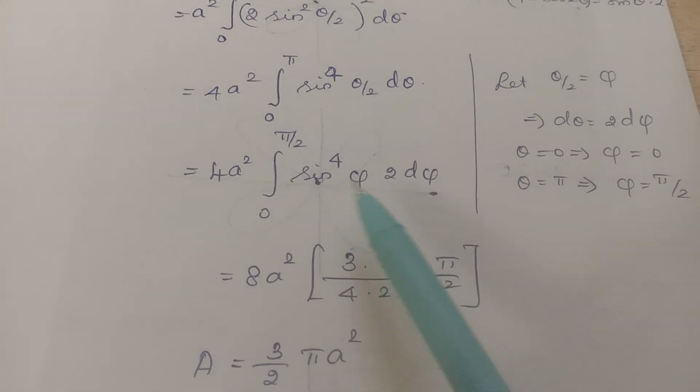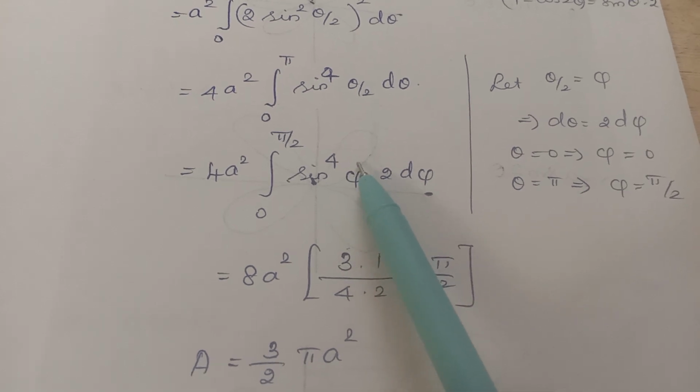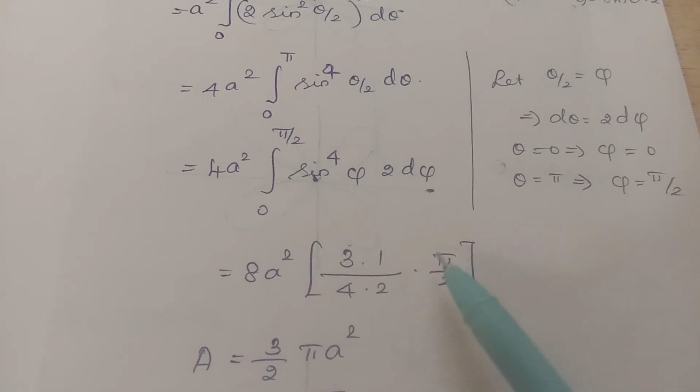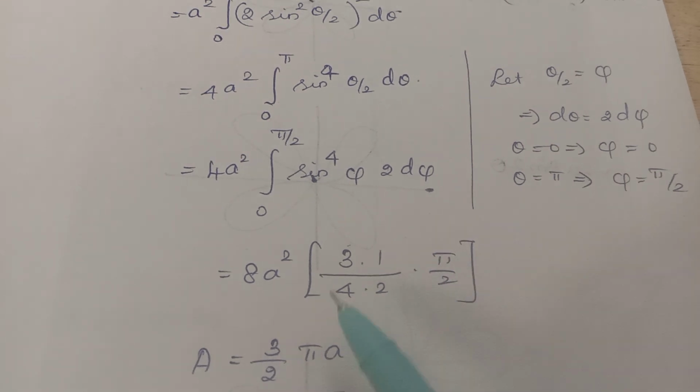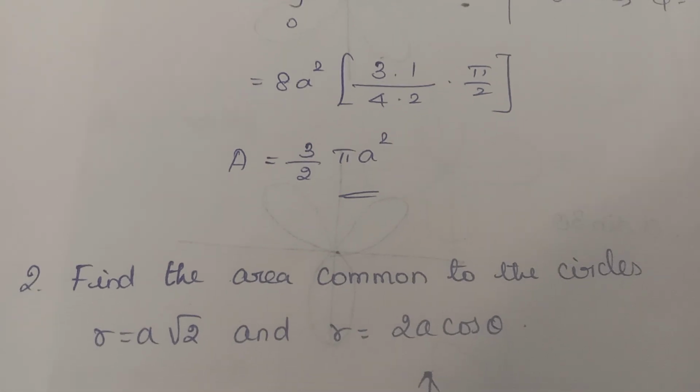Okay. Right. So 3 into 1 by 4 into 2. And again this is an even number, no? So whenever for the reduction formula you get even powers, you have to multiply that by pi by 2. So 3 into 1 by 4 into 2 into pi by 2. So the answer is 3 by 2 pi a square.